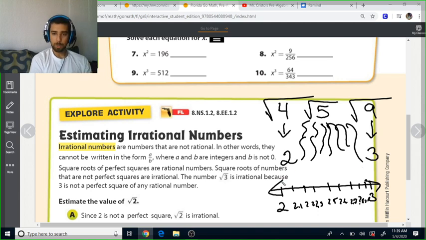Notice how the square root of 4 is right here, and the square root of 9 is right here. If you had to take a wild guess and tell me what the square root of 5 is, do you think it's going to be 2.1, 2.2, 2.3, 2.4, 2.5, 2.6, 2.7, 2.8, 2.9? Which one? I'm handing out extra credit like hotcakes here.